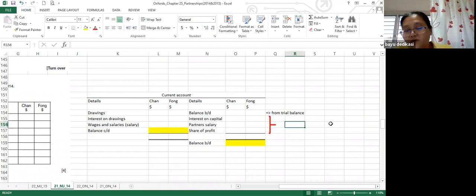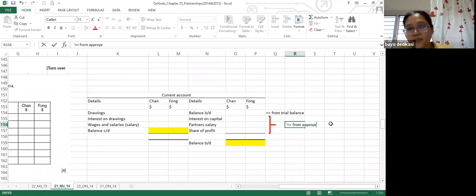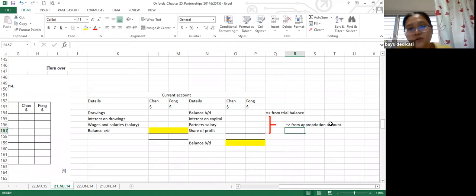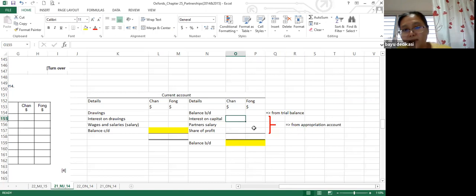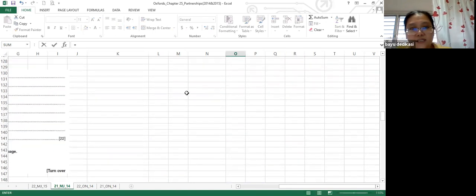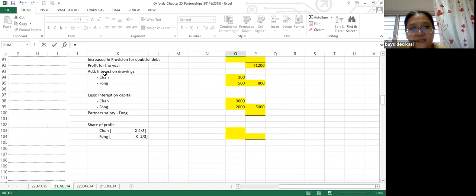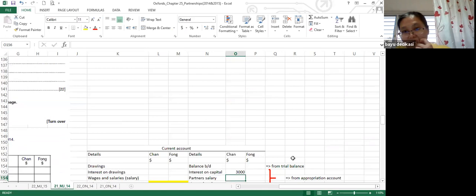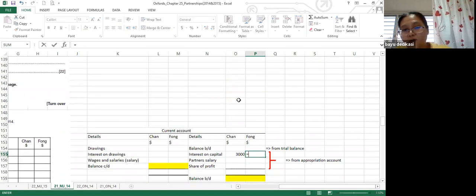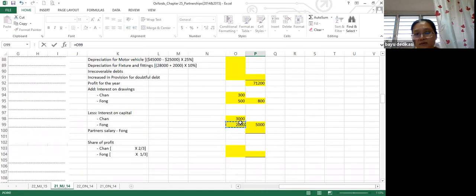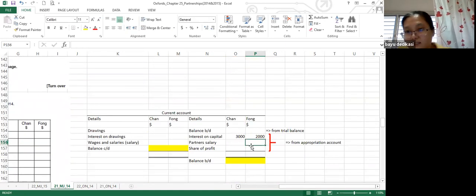Okay. All this information you can get from the appropriation account. Look into your appropriation account. Example, interest on capital for Chan is how much? Chan is interest on capital 3,000. So put 3,000 here. And then for Fong, Fong is 2,000. So put 2,000. It falls from the appropriation account.